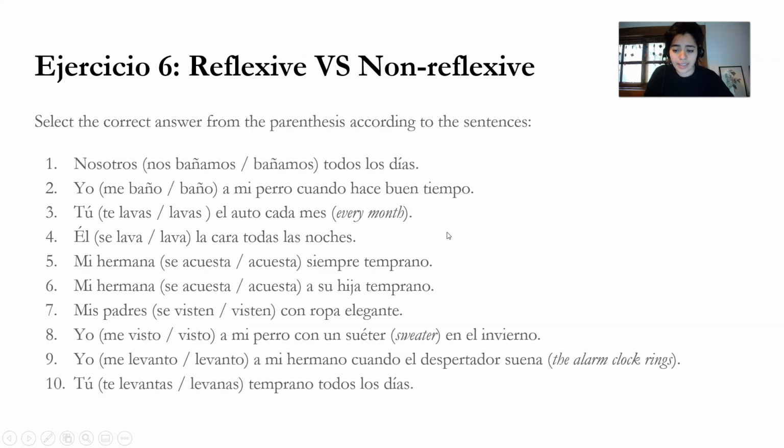So we have here the last exercise. So you have to select the correct answer from the parentheses according to the sentences. You have a reflexive use of the verb and a non-reflexive use of the verb. And here you can check your answers.